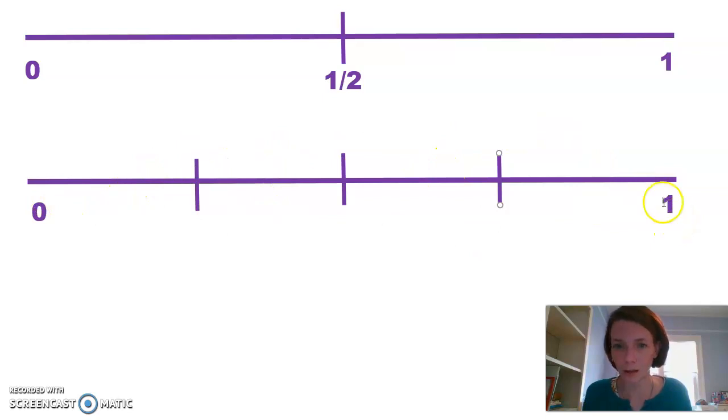We got to 1, and we have 4 pieces. So we have a whole. Here's the challenge for you. What numbers would I write underneath these lines?